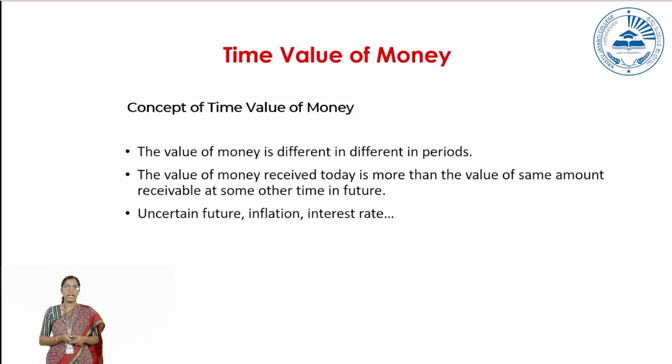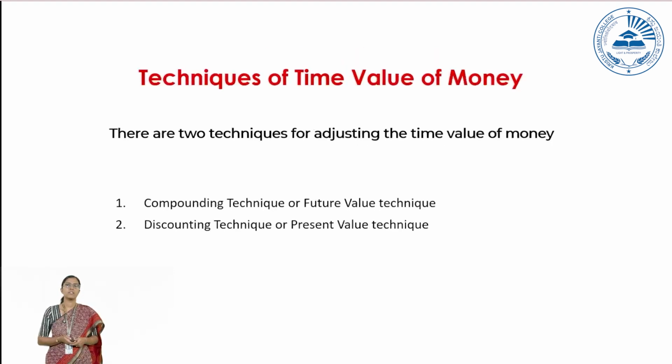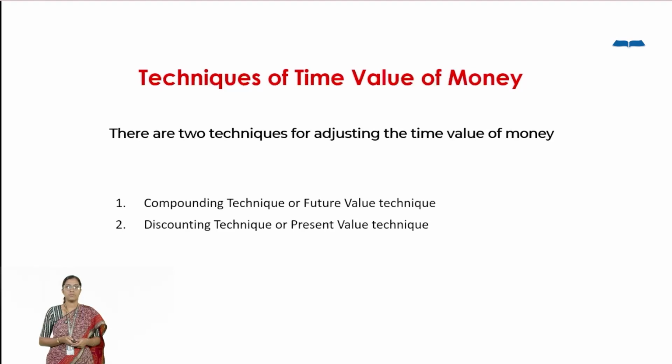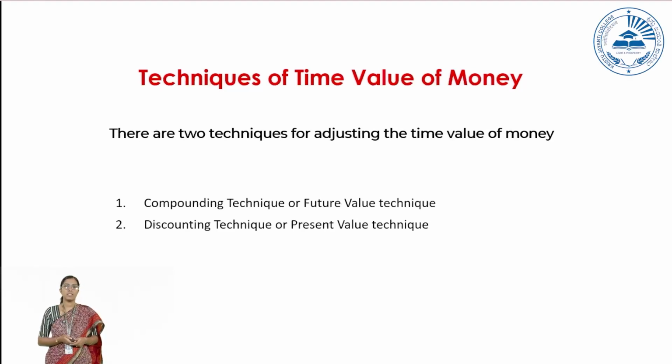Because the value of money will be changing. We don't know what will happen in the future. And if you get 100 rupees today, you can invest that amount in a bank or maybe in other places, and you can get interest for that. Also, due to changes in inflation or a hike in inflation, changes in price rises and all, people prefer the amount today compared to tomorrow. So there are two techniques of valuing time value of money, or it is known as techniques for adjusting time value of money.